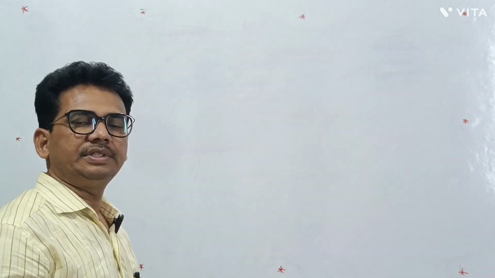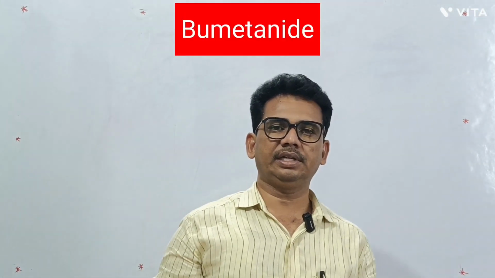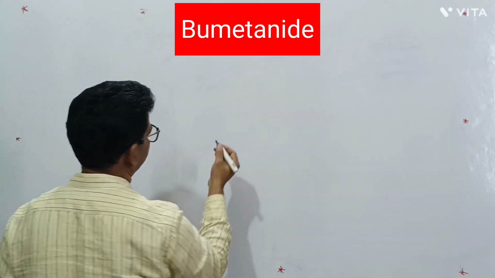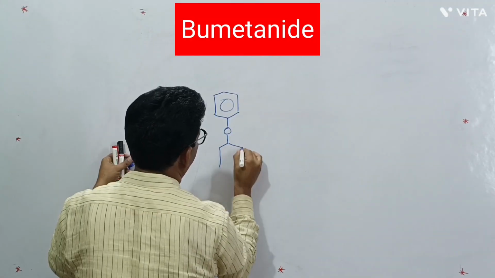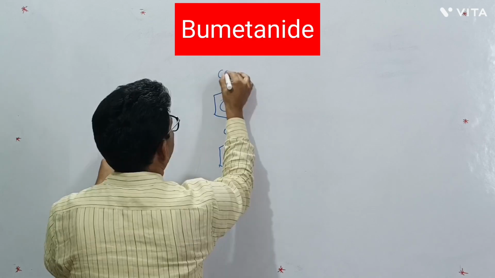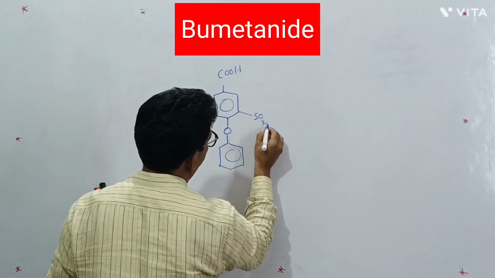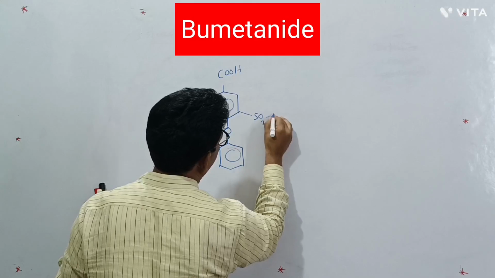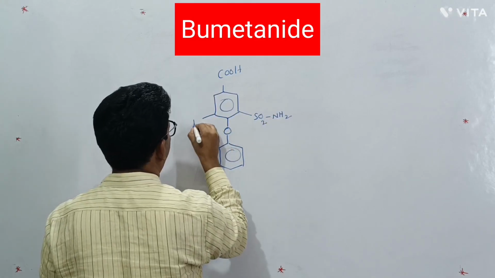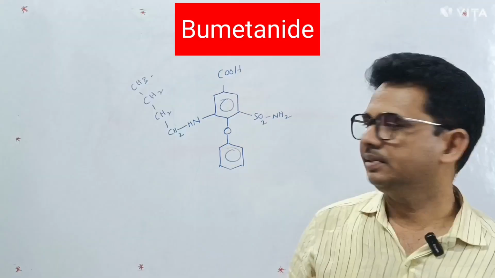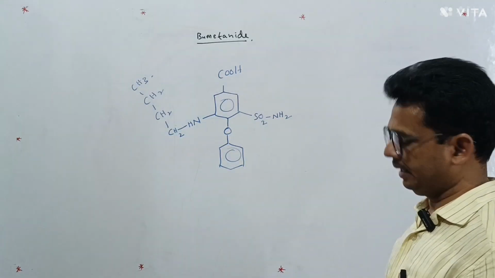The other drug which comes under the diuretics is bumetanide. When it comes to its structure, it has a phenoxy group at the para position, an acid group at the first position, and on one shoulder it has the sulfonamide group. On the other shoulder it has the amine that is attached to the butyl group. This is the structure of bumetanide.